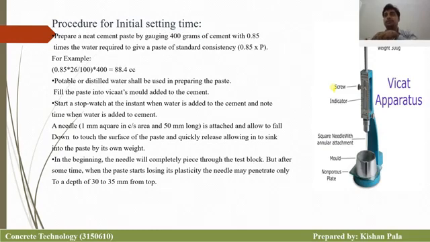First of all, you have to prepare the mold, paste the Vicat mold, then you have to release your needle. The needle will reach the bottom. Then after some time, the paste will become plastic. Clear? And then you have to once again release the needle and repeat this trial and error method. When you get the reading 5 to 7 mm from the bottom, you get the initial setting time of the cement. So this is the procedure for the initial setting time.